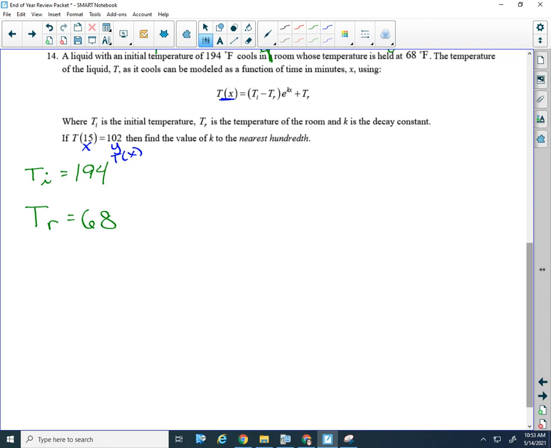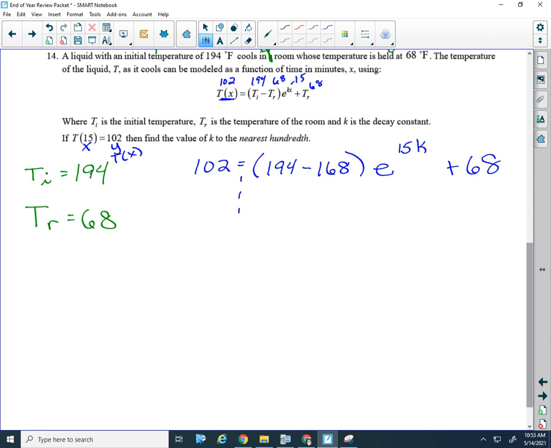So I'm just going to fill in everything I have here. This is 102, 194, don't worry, I'm going to rewrite this. T sub r is 68, x is 15, plus the room temperature again. So my formula ends up looking like this: 102 equals 194 minus 68 times e to the 15k plus 68. Now, our job is to solve this.